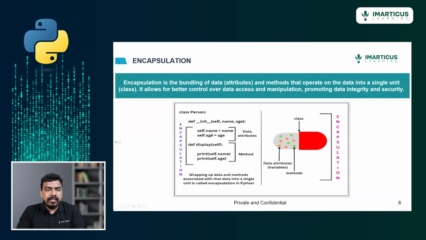So I'm providing it as self.name equals name of the person and age of the person, and I'm writing another behavior, like defining the function or the method to display the self information. So I'm wrapping the data and methods associated with the same single unit of class. That is what encapsulation is all about. It is just like medicine, where the medicine has been encapsulated with a wrapper, right? So that is what the class and the data attributes that have been encapsulated.